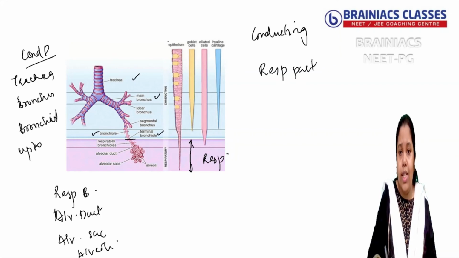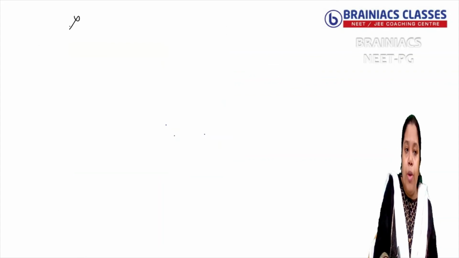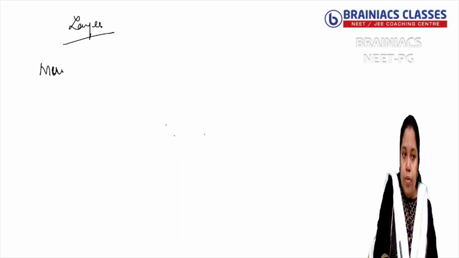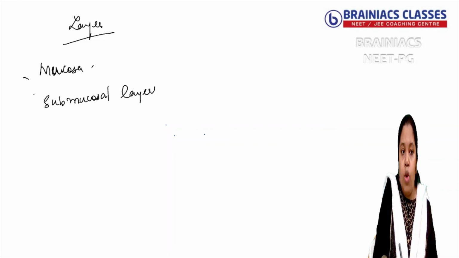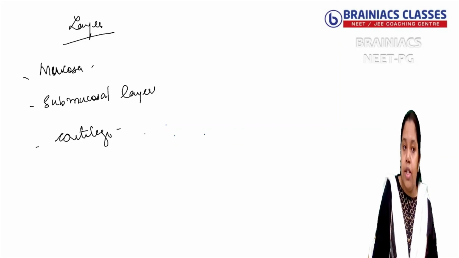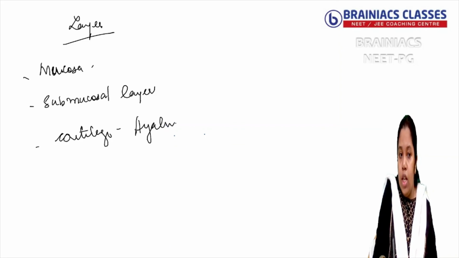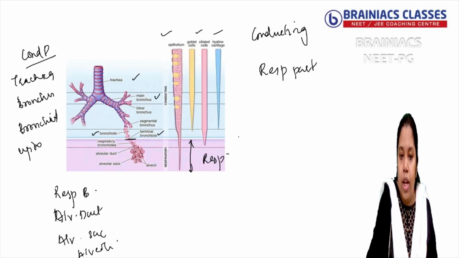So these are the cells present in the respiratory tract, right? If you take the layers of the respiratory tract, it has the mucosal layer, the submucosal layer, and then the cartilage. The cartilage present in the respiratory tract is hyaline cartilage, and this cartilage will be present up to the level of the bronchus. Can you see here? Cartilage is present up to the level of the bronchus.